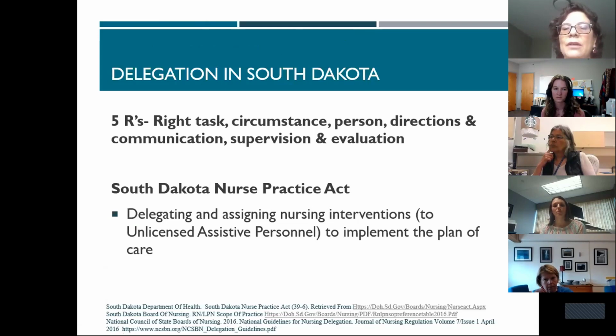And so without very clear guidance at the state level in terms of the role and function, we often have to look at what the delegation rules are. And the delegation principles are typically the task, the circumstance, the person, directions and communication, supervision and evaluation. And I included the South Dakota rules around delegating.